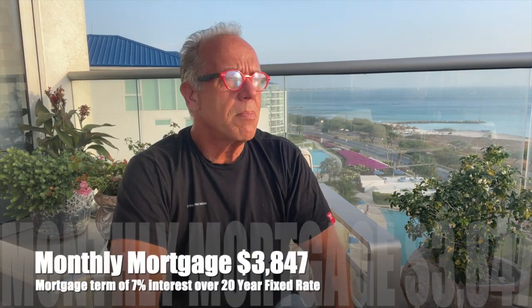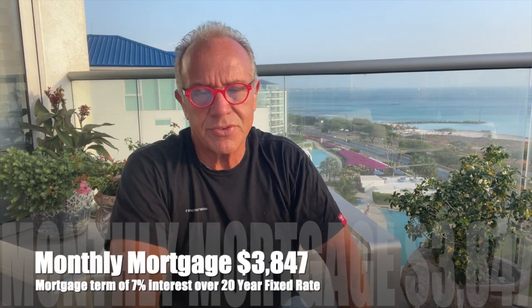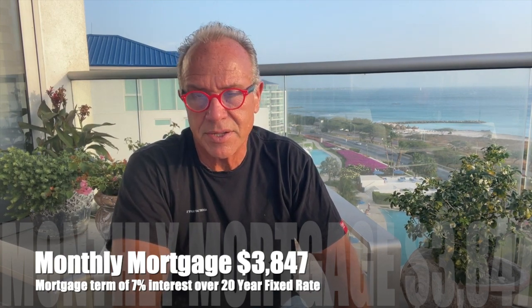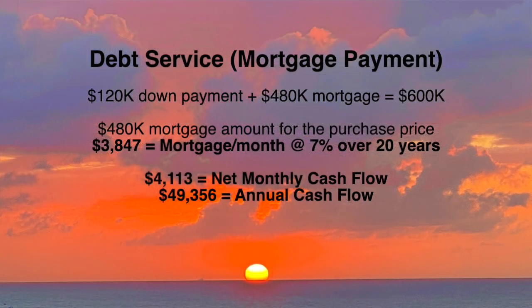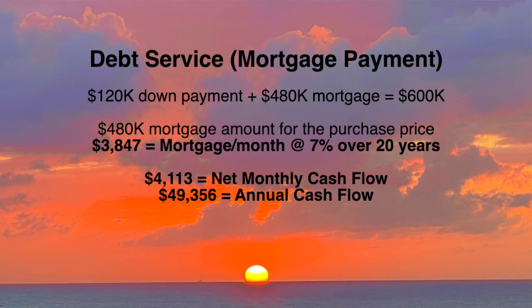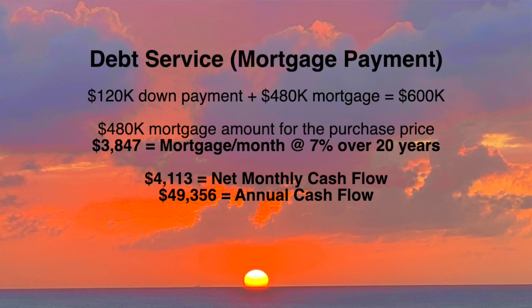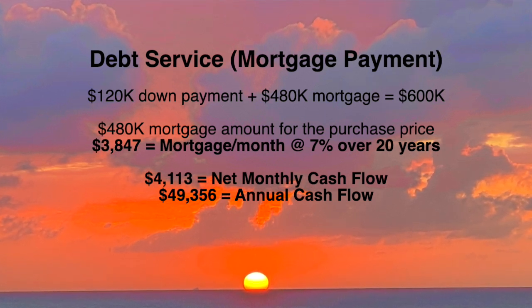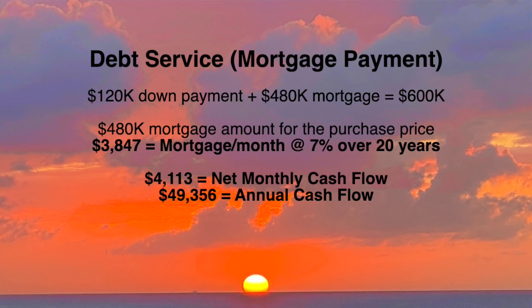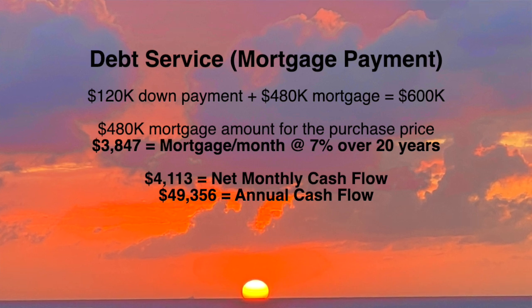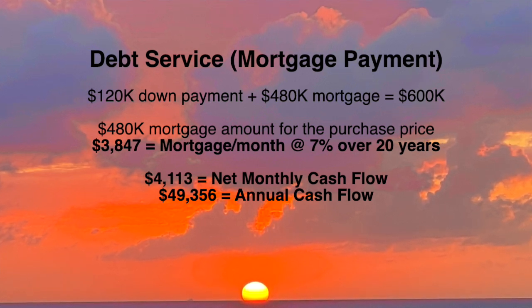So that $480,000, I went into a mortgage calculator. For 20 years at 7% is a monthly mortgage of $3,847 a month. So that's going to leave us a net monthly cash flow, this is after the debt service, of $4,113 a month, which is an annual cash flow net of $49,356. So I'll have all these slides up here so you can see it.